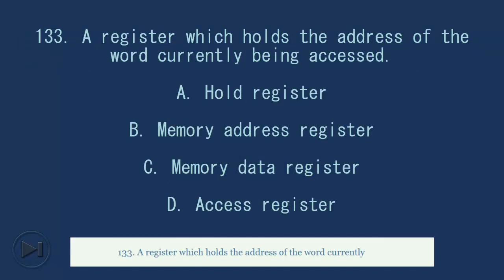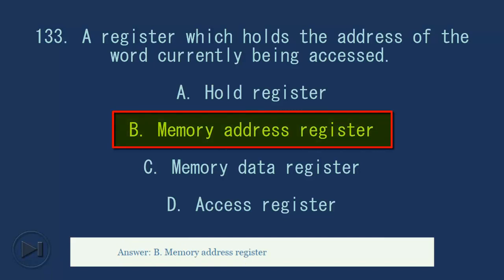133. A register which holds the address of the word currently being accessed. A. Hold register. B. Memory address register. C. Memory data register. D. Access register. Answer: B. Memory address register.